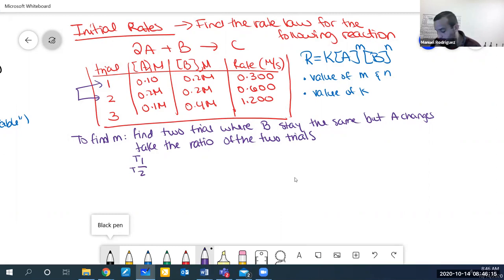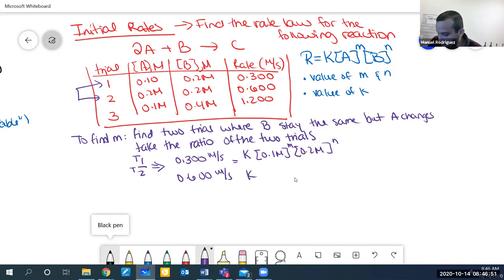I'm going to plug in all the information I know on each of the rate laws. For the first one, my rate was 0.300 molar per second, and that was going to equal K times the concentration of A times the concentration of B. I'll do the same thing for trial two. You get 0.600 equals K times 0.2 times 0.2.